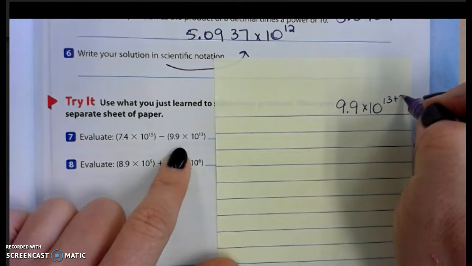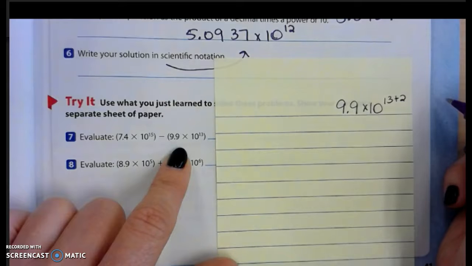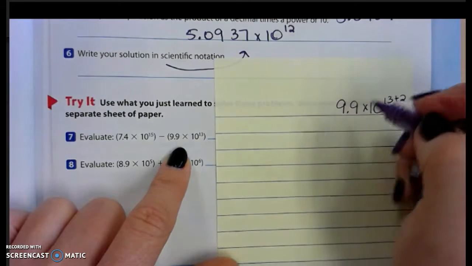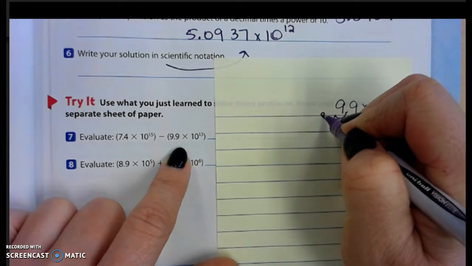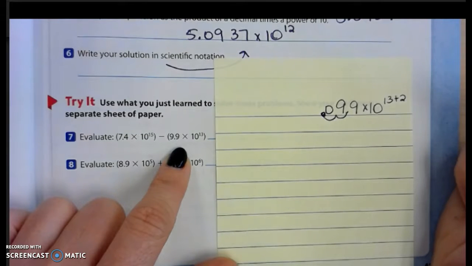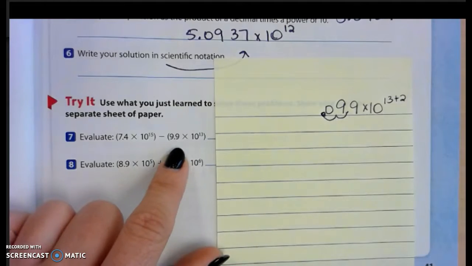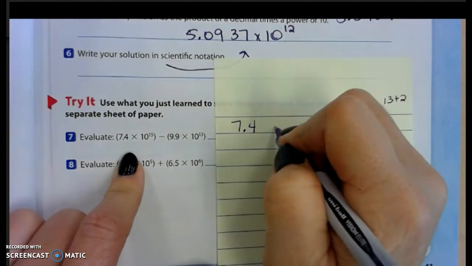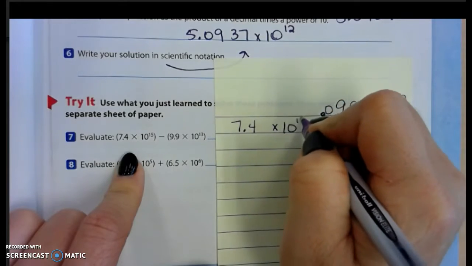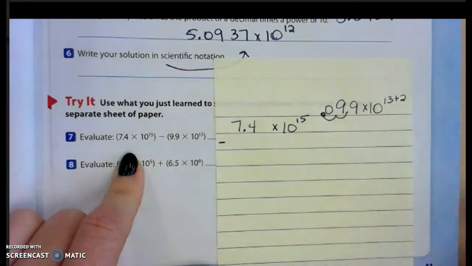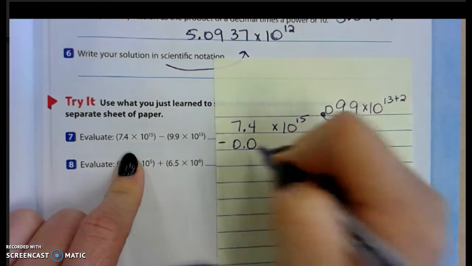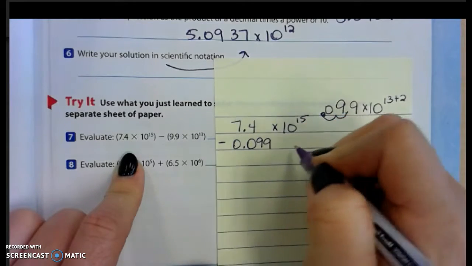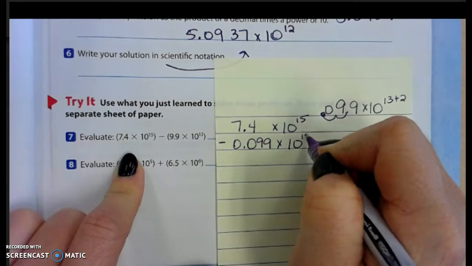I need to add 2 to the exponent, which means I'm going to decrease my constant by 2 place values, giving me 0.099 times 10 to the 15. Now I can stack these up. 7.4 times 10 to the 15 minus 0.099 times 10 to the 15.